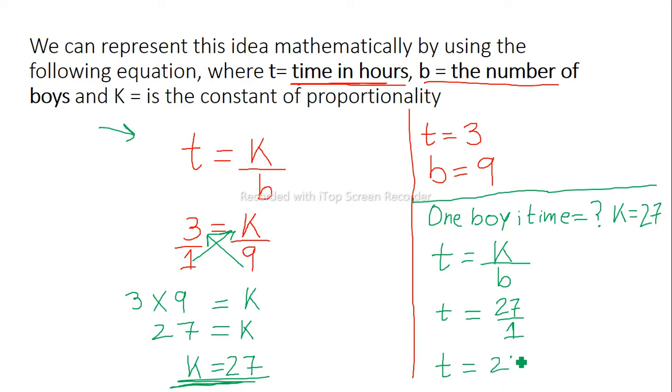27. And so that means it's going to take 27 hours for one boy to paint the basketball court, if it took 9 boys 3 hours. So we can't do it Kennedy's way? That's exactly Kennedy's way. You multiply the 3 times the 9. Without doing all that K and B, you could just put 3 times 9 equals 27, yeah. But this is the math behind it. This is the reason.